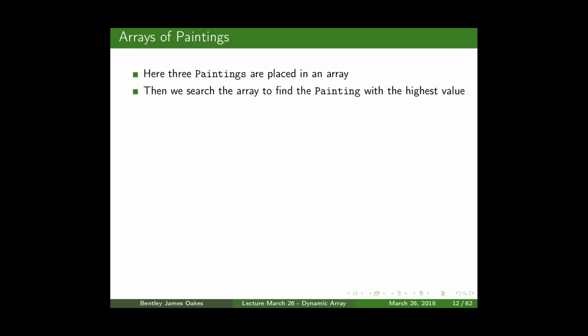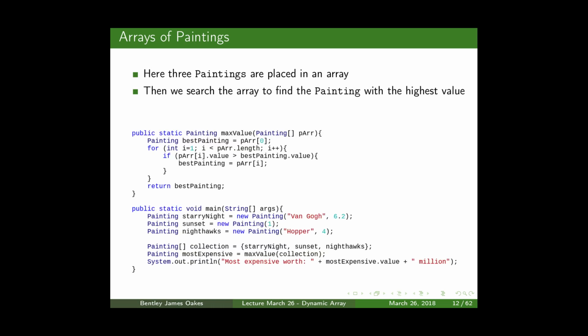I also had this array of paintings. So we can do something like here. We have 3 paintings, Starry Night, Sunset, and Nighthawks, by Van Gogh, Unknown, and Hopper. We place those paintings into a painting array. Here I'm using the bracket notation just to place them directly in there. So it's an array of 3 paintings. I'm calling a method and I'm passing this array of paintings.